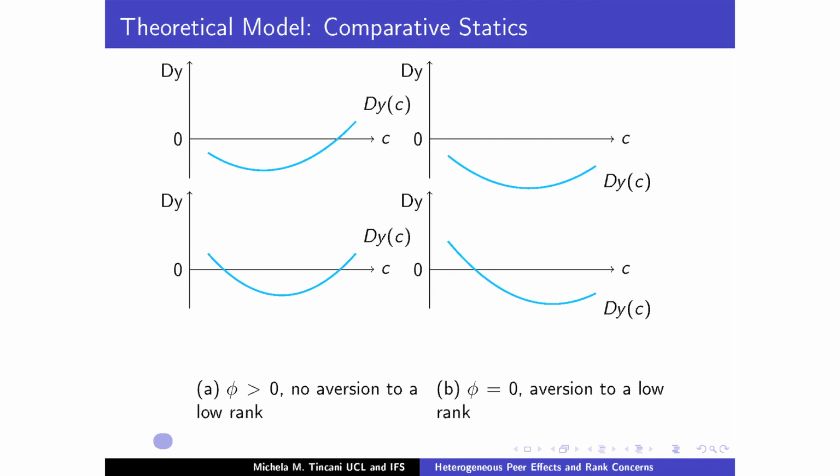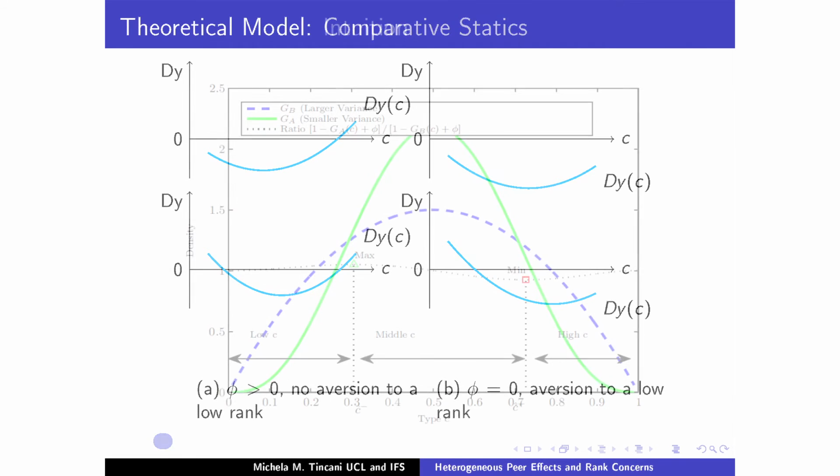So on the x-axis, we have the cost of effort of the student. High cost, low ability students, low cost, high ability students. On the y-axis, we have the effect on achievement of increasing the variance of C in the classroom. And you can see that it's either positive, or negative and then positive. You might remember these are exactly the two graphs I showed you earlier. One was a Spanish case, the other one was a math case.